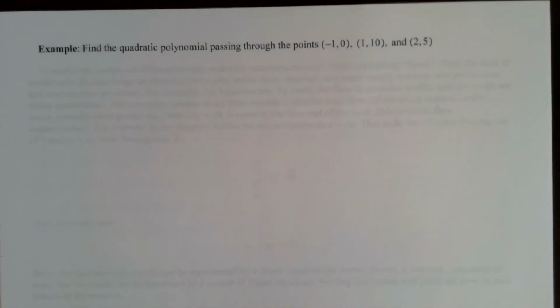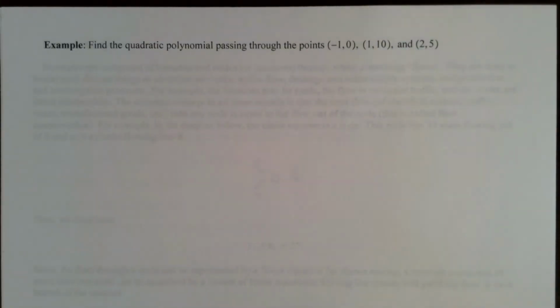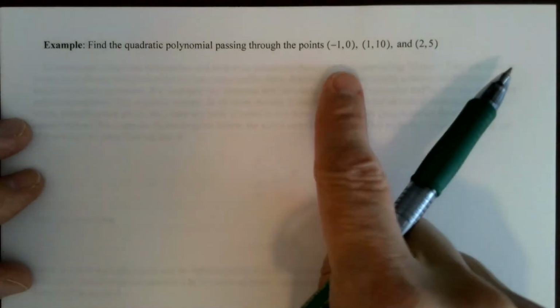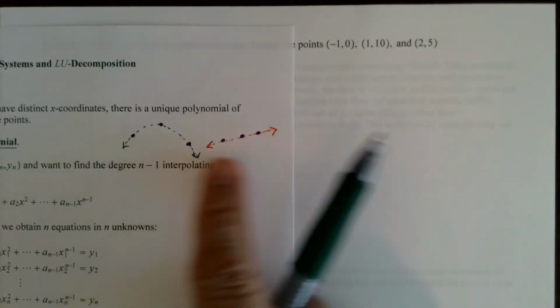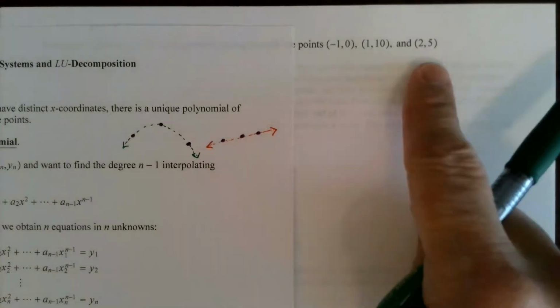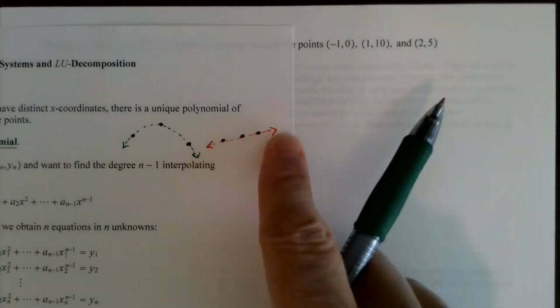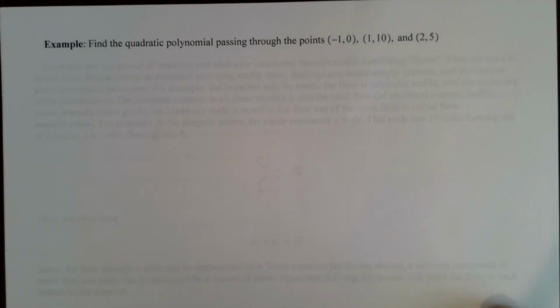Here's a specific example. Find a quadratic polynomial, quadratic degree 2, that passes through these 3 points, right? And so here we have 3 points. We're guaranteed to have either, of course, a degree 2 or a degree 1. In this particular case, we'll see these points are not falling in a line, and so we're going to have a degree 2 polynomial.